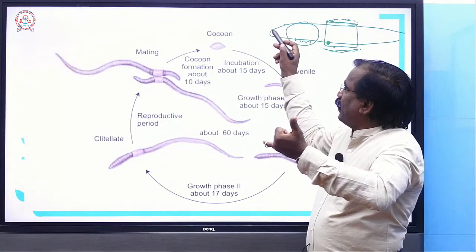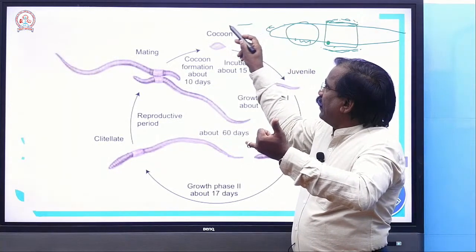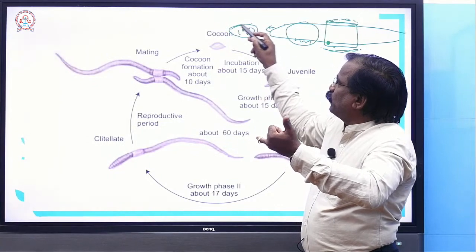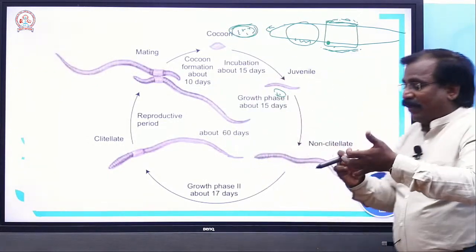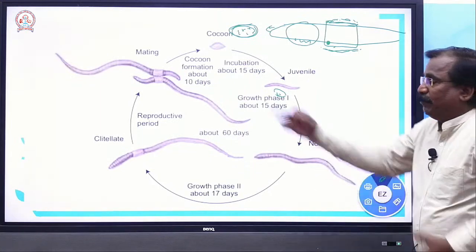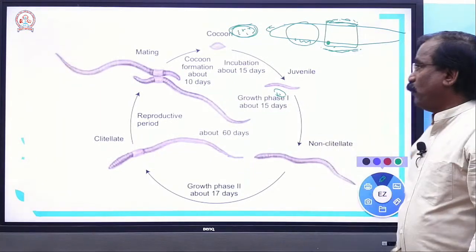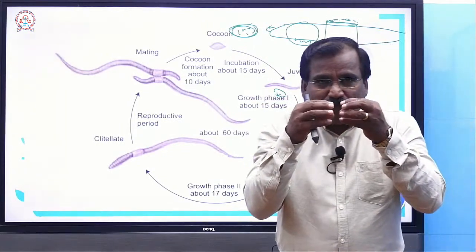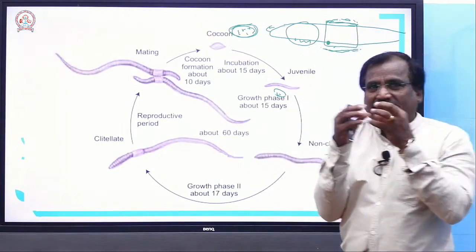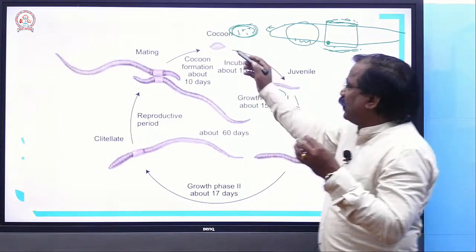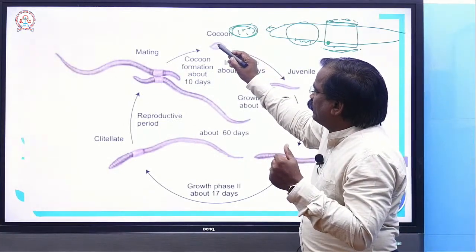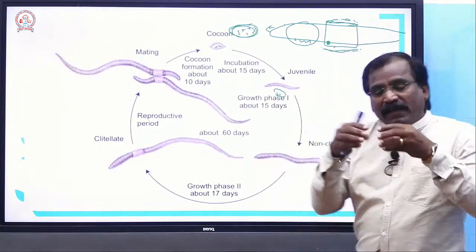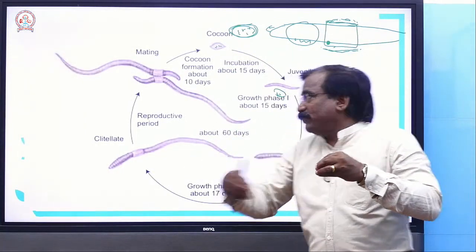When it reaches the end, it releases. Look, this is the cocoon. What is inside? Egg and spermatozoa are there. That is called the cocoon. The cocoon formation happens after the 10 days of copulation. The cocoon is nothing but a hard, capsule-like structure which contains the egg and the spermatozoa, and that cocoon is released.